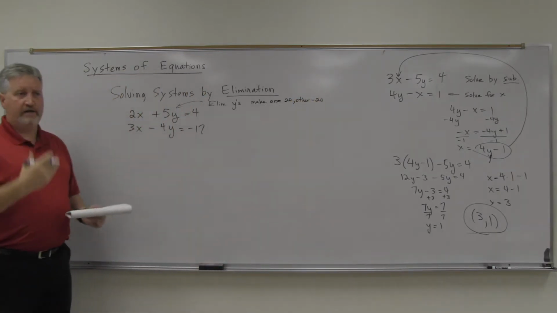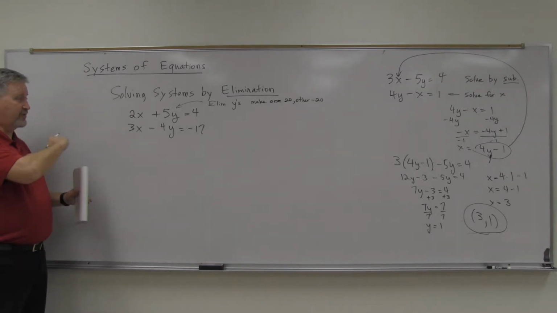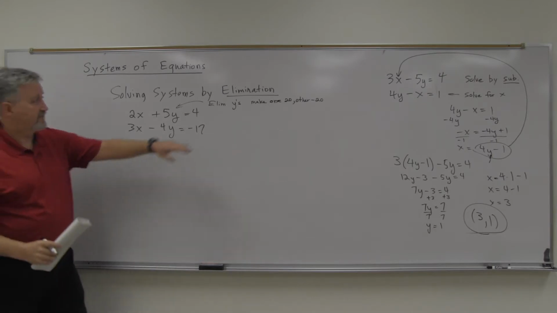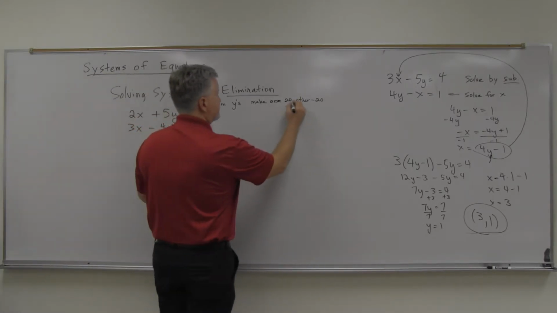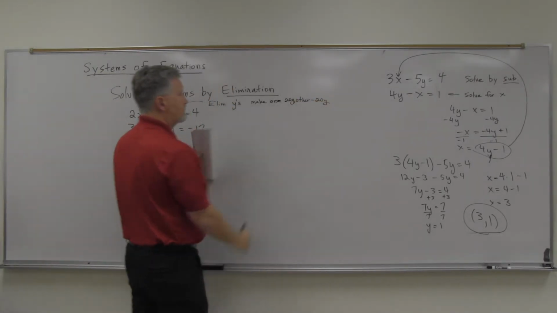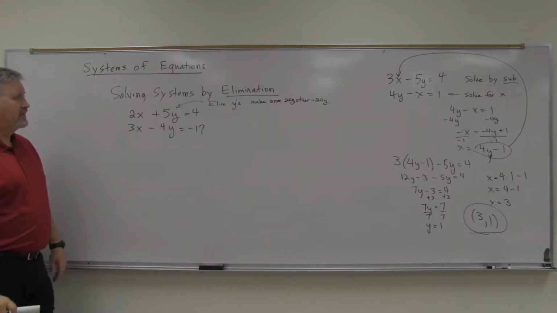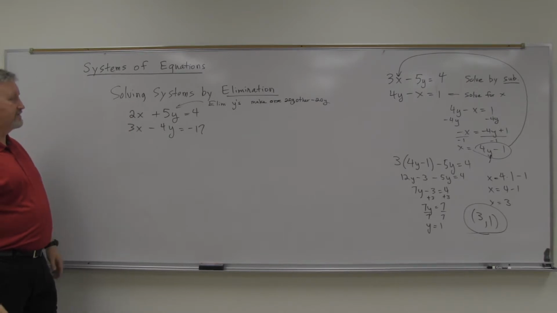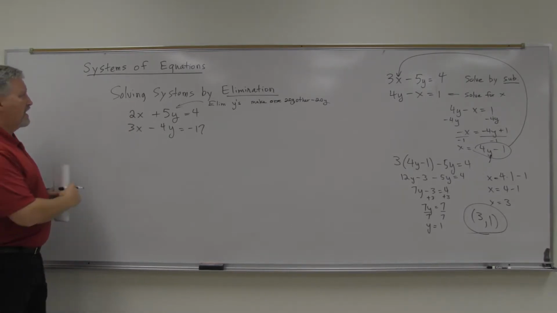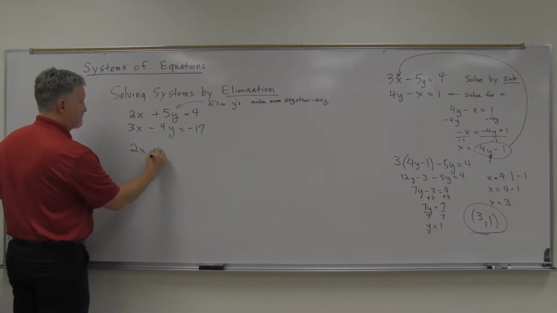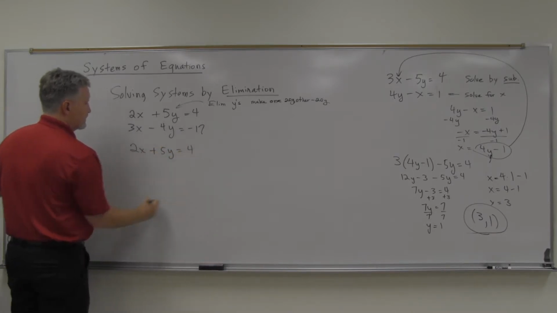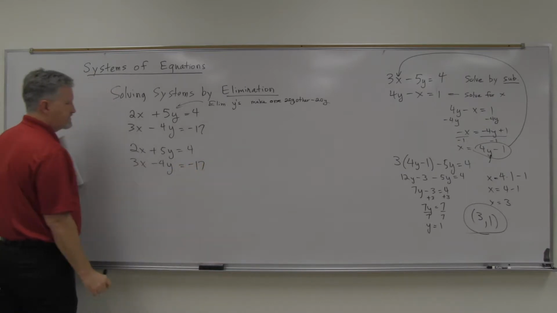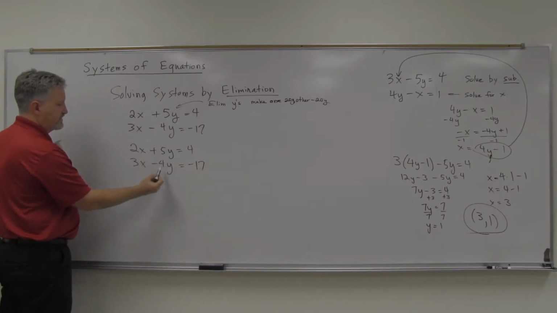Because the idea is I'm going to add these two equations together, and that will eliminate the y's. Because 20y and negative 20y is what I meant by that. When I add them, they eliminate. That's the idea. All right, so I'll rewrite it here. Okay, so I chose the y's to eliminate.